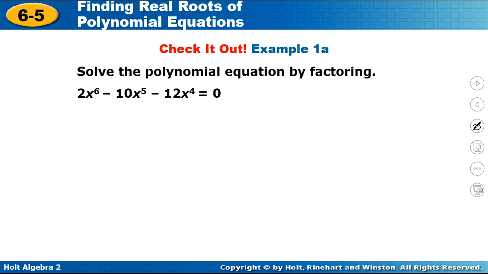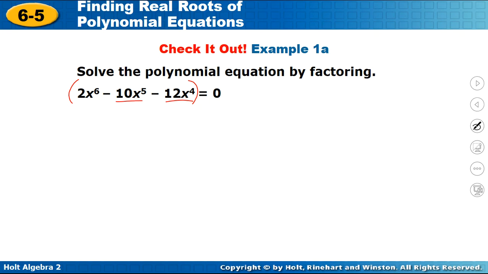So, step 1, make sure everything is on one side and 0 is on the other. That is the case here. Everything is on the left and 0 is on the right. Step 2, always check for GCF. Do all three of these terms that I have on the left here, do they all have something in common that they can be divided by? And the answer is yes.